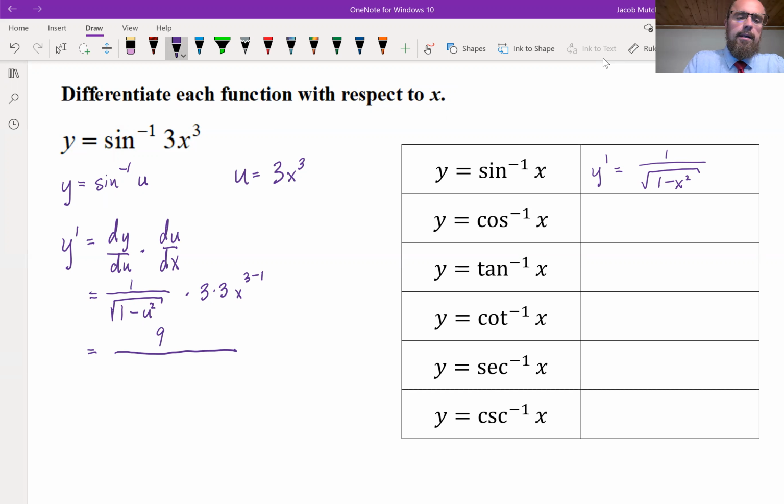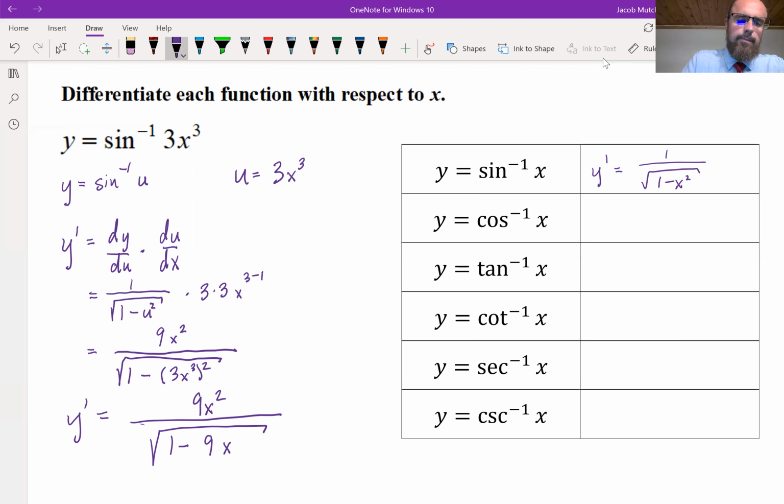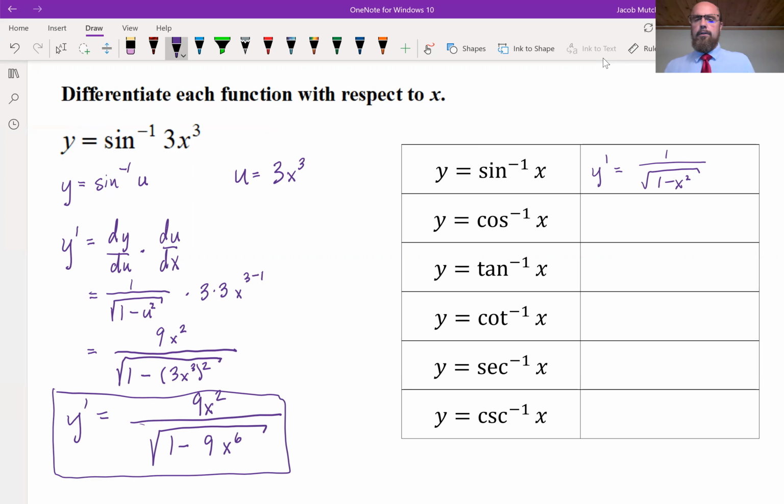So that's going to be 9x squared over the square root of 1 minus, and then I had defined u as that composed function 3x cubed, and that's going to be squared. So my final version of this derivative of y is going to be 9x squared over the square root of 1 minus, when I square 3x cubed, that's going to be 9x to the power of 6. And that completes the derivative there of that inverse sine function.